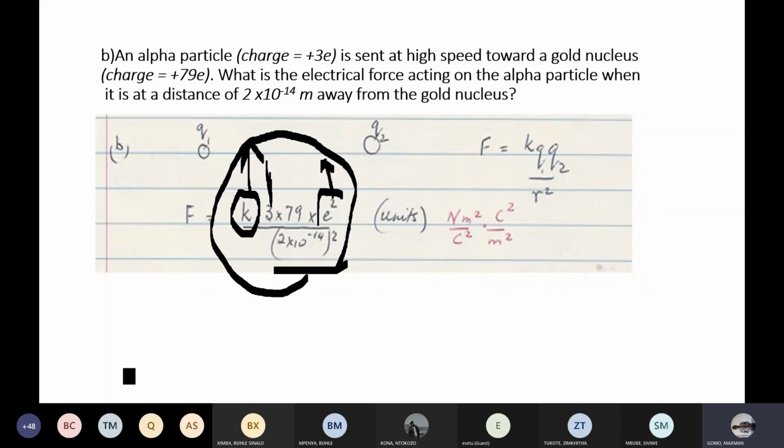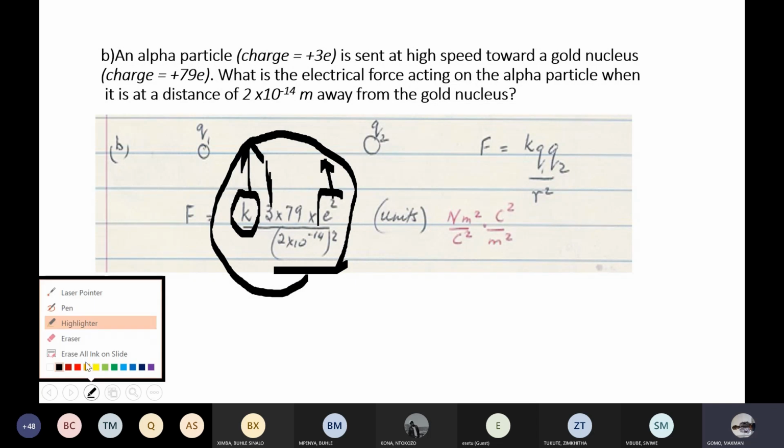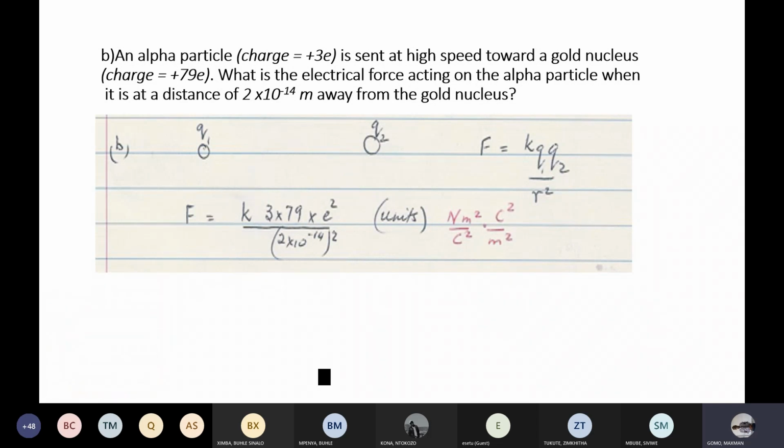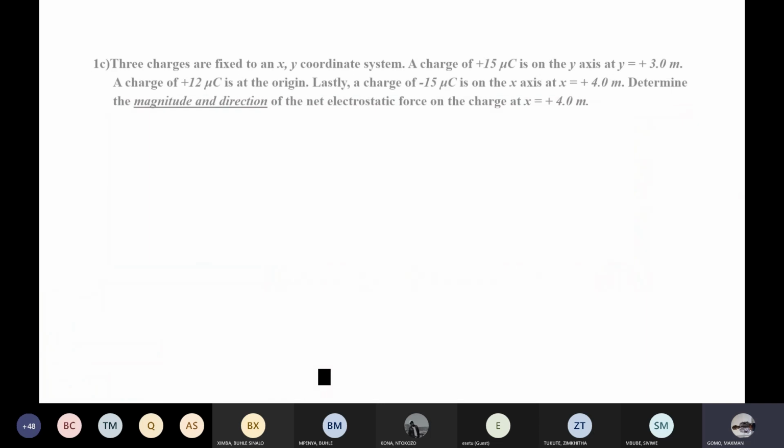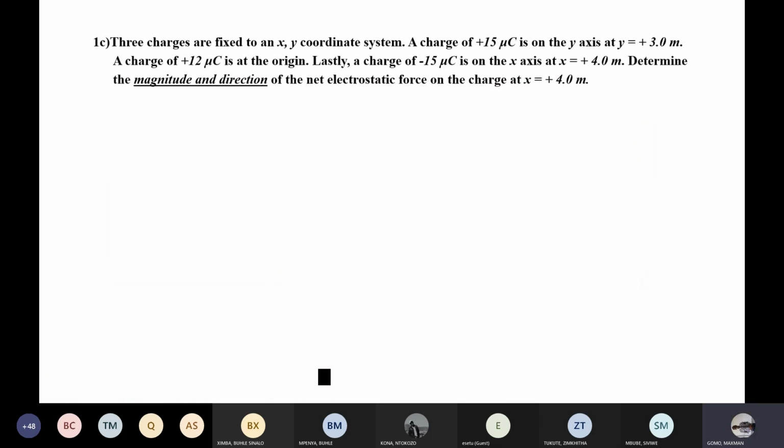If you guys don't have any other question, we can proceed to the next question so that we can save time. There is the question, folks.